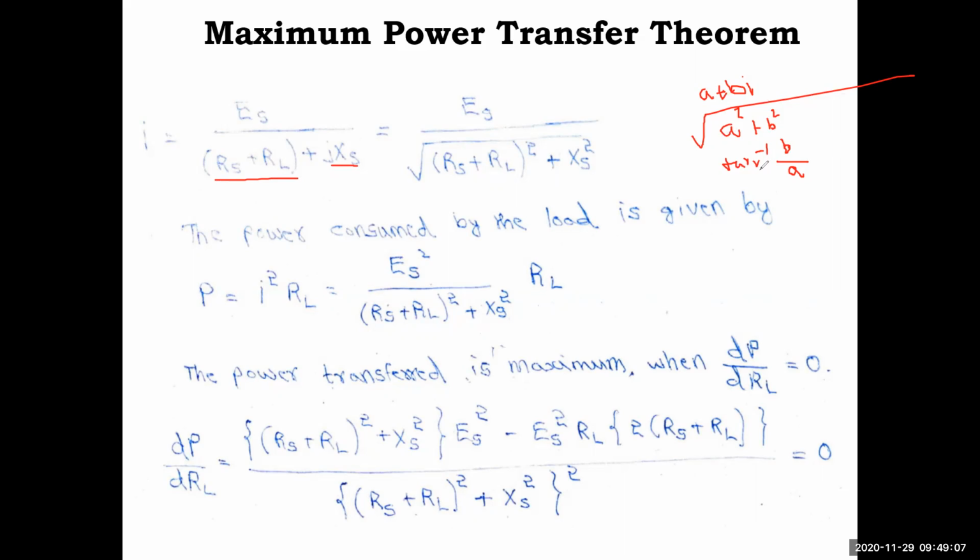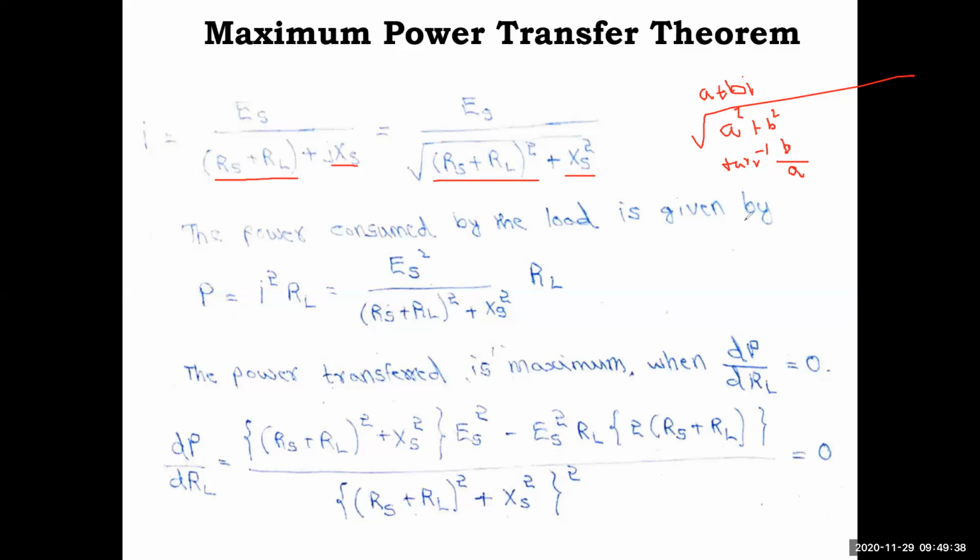This will take much time. Calculator is available, that's why we normally use the calculator. Previously we have done this in mesh analysis and node analysis, finding the rectangular form and polar form. So this is the manual method of how it is implemented. So here, real part square, which is RS plus RL whole square, plus imaginary part square, XS square. Angle is not required here, only the magnitude part I have considered. Clear?